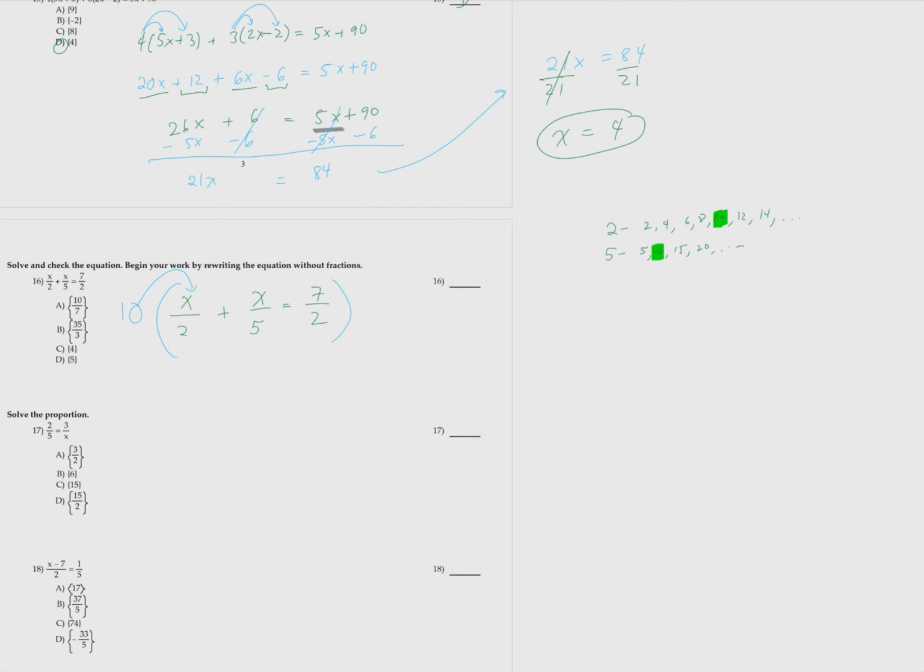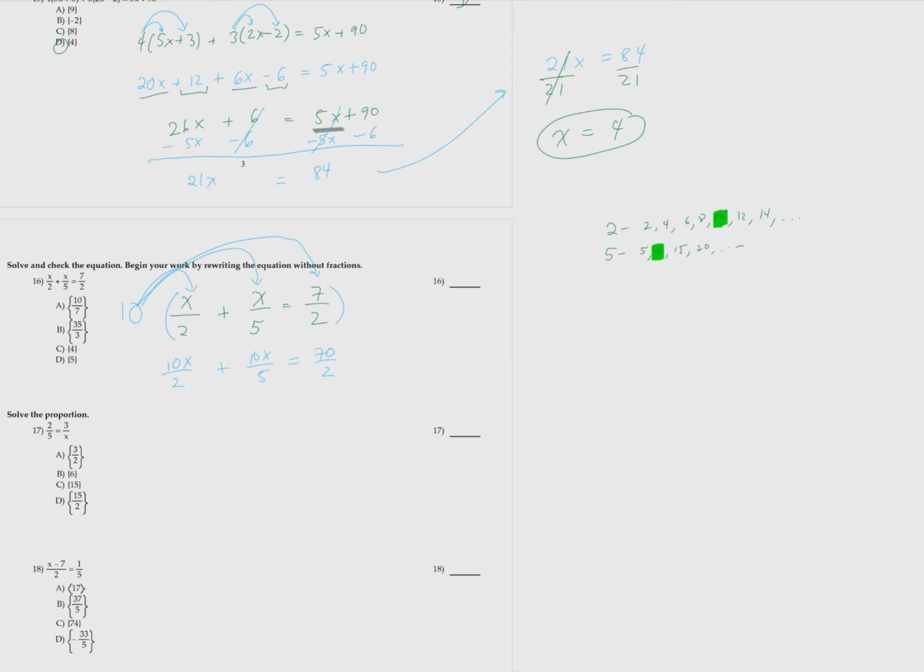So 10 times x is 10x over 2, plus 10 times x again is 10x over 5, equals 10 times 7. Remember, the entire equation gets multiplied by 10. It's like if I double everybody's salary, I just multiply everybody by 10. That's fine as long as you do it to everything, okay? So 10 times 7 is 70 over 2.